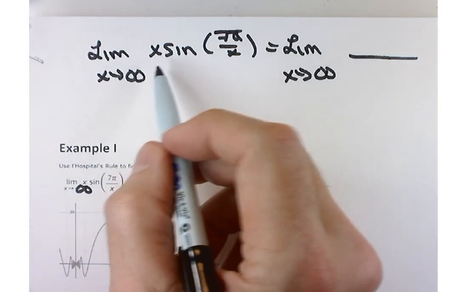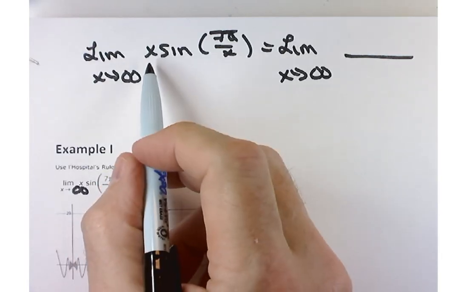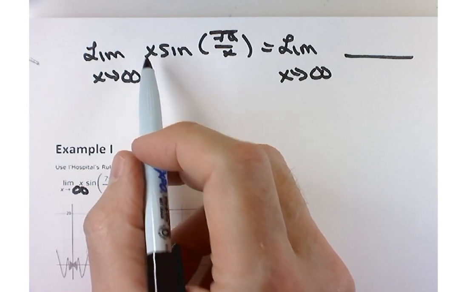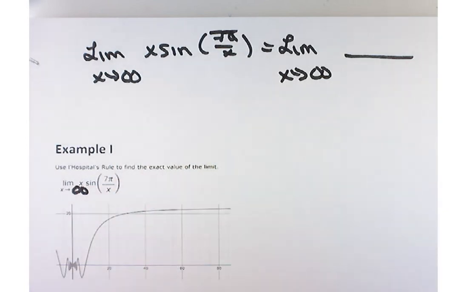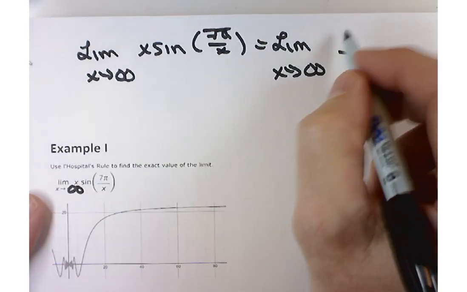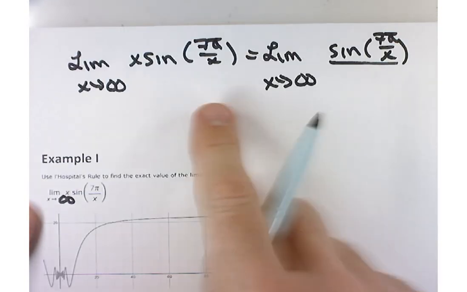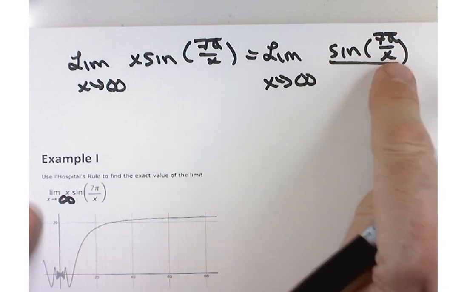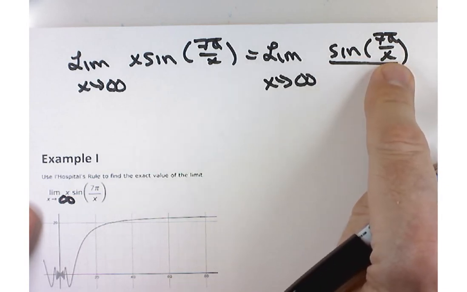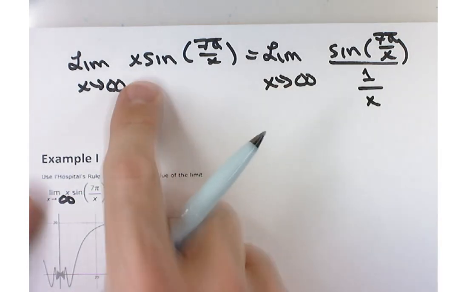But at this point, assuming we're going to infinity, what do we get when we try and plug this in? You get infinity times the sine of 0. So you have infinity times 0. What is that? Don't know. So I'm going to rewrite it. I'm going to leave the sine of 7 pi over x here. And as x approaches infinity, 7 pi divided by infinity is going to go to 0. Sine of 0 is going to be 0. So I get a 0 in the numerator. Over here in the denominator, I'm going to write divided by 1 over x.